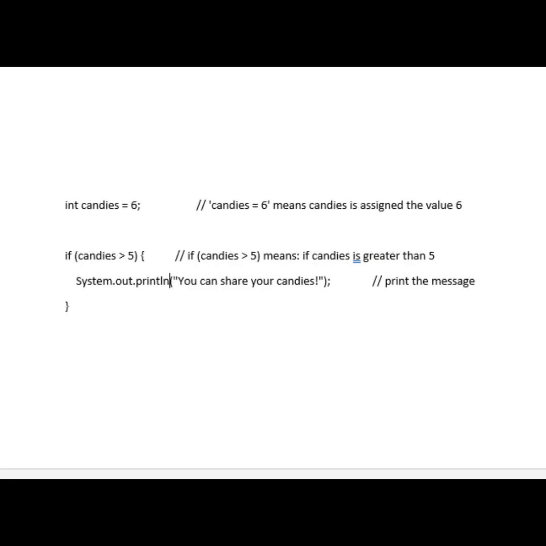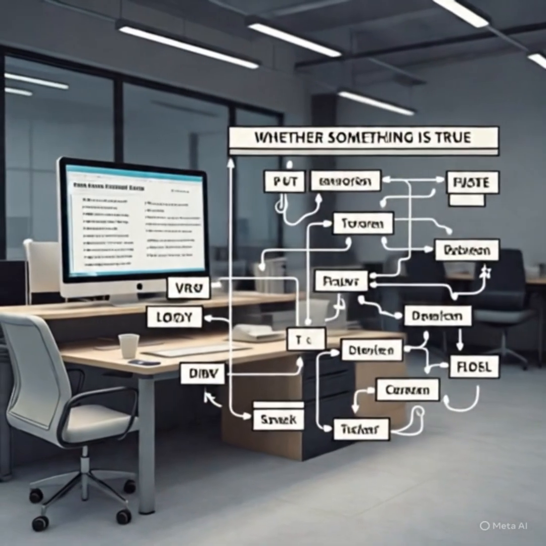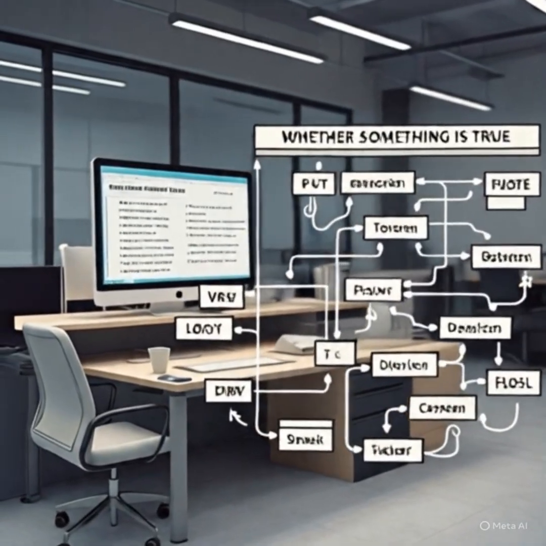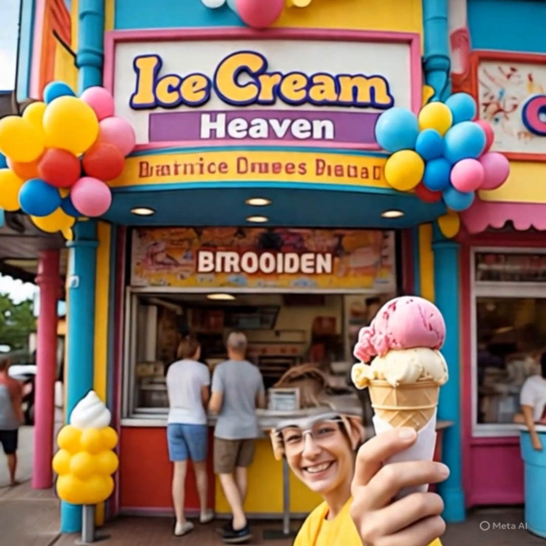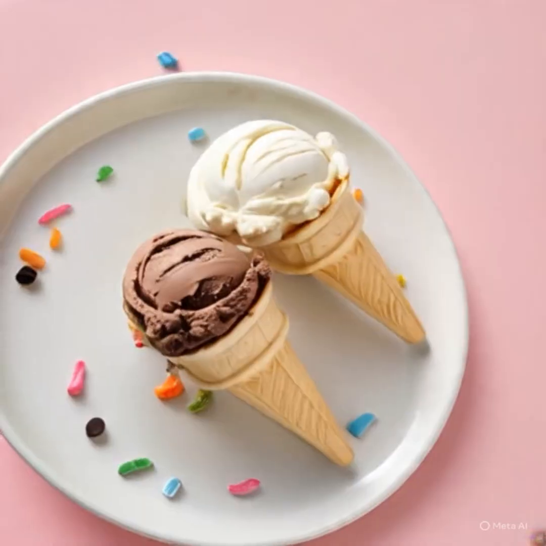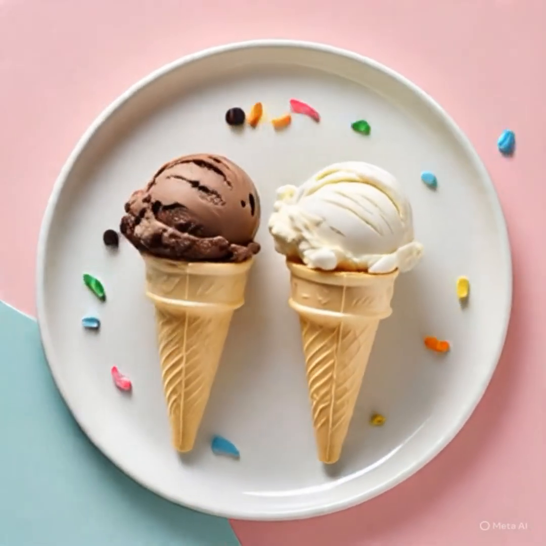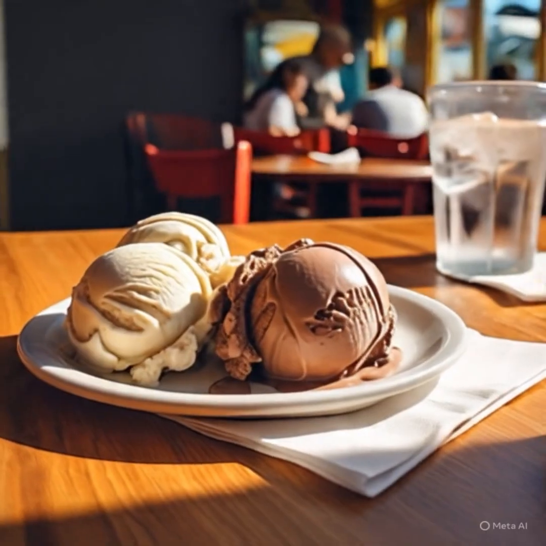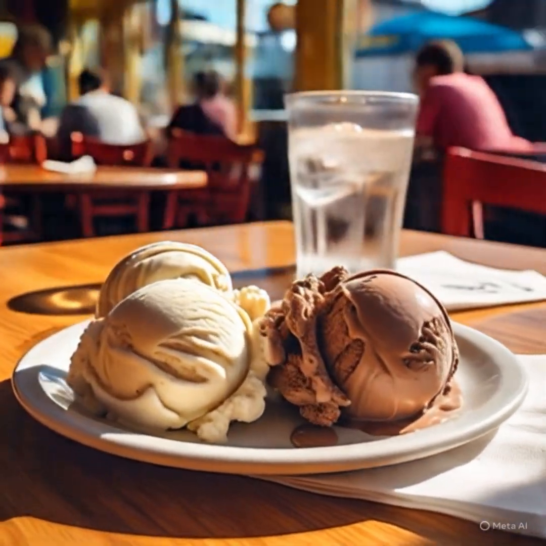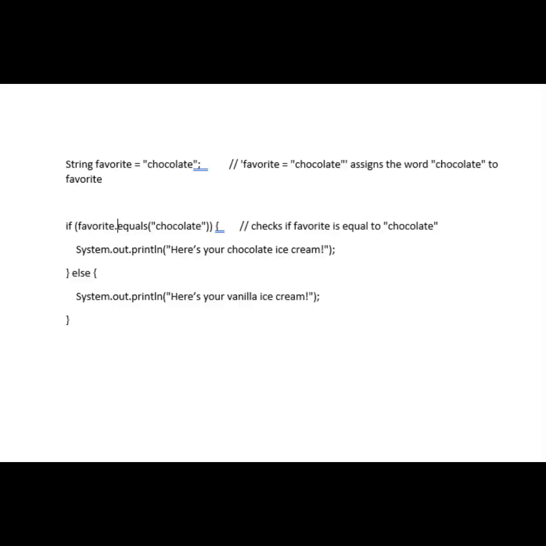Now let's look at if else using another simple example. Imagine your friend asks, do you want chocolate? If yes, you get chocolate. If not, you get vanilla. This is where we use if else in Java. String favorite = chocolate assigns the word chocolate to favorite. If favorite.equals chocolate, checks if favorite is equal to chocolate.